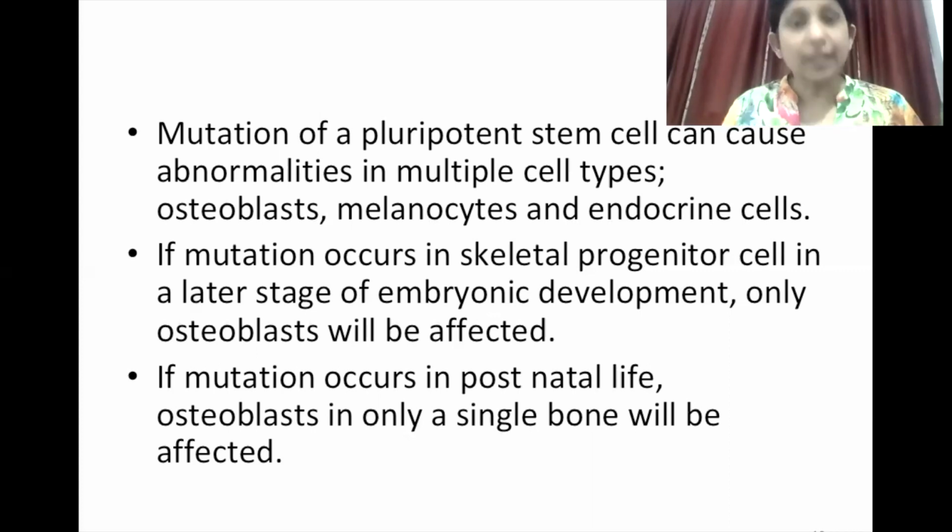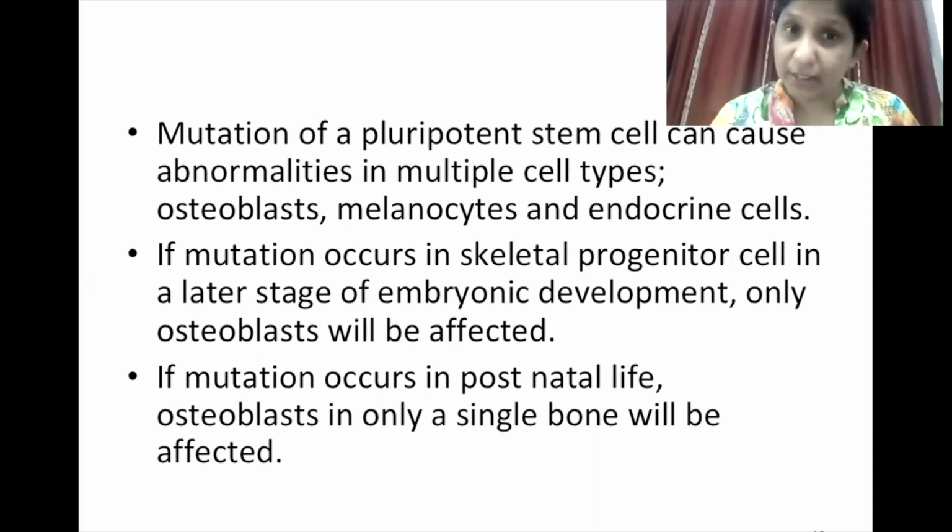it is going to not only affect the bone because it affects the osteoblast, it's going to affect the pigmentation of the skin because it affects the melanocytes, and it also affects the endocrine cells. So you would find a lot of endocrine abnormalities in these fibrous dysplasia patients. That is, if the mutation has taken place in a very early embryonal stage.